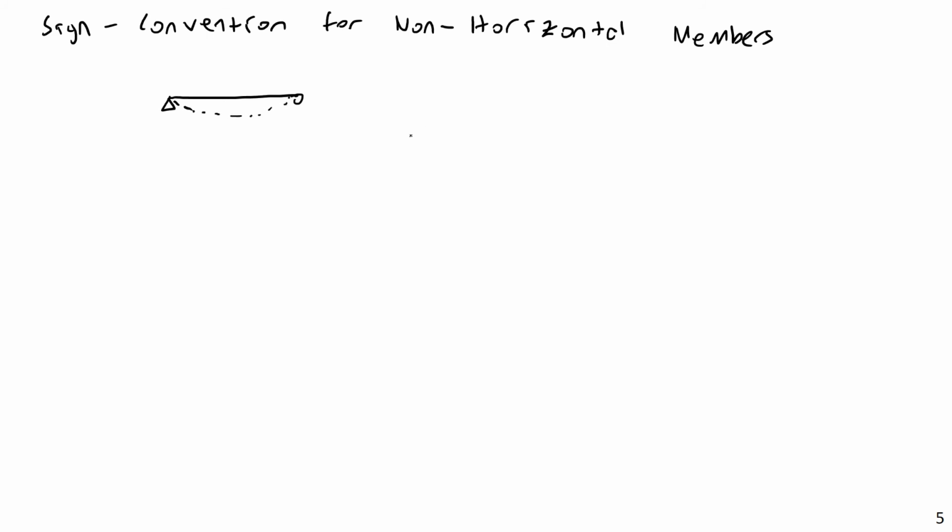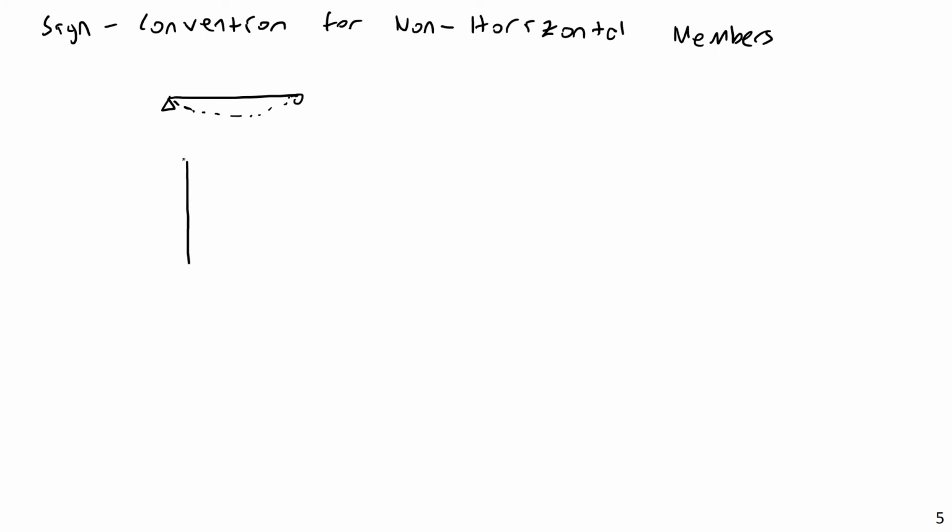This is a common question that also gets asked. So how do you figure out your sign convention, especially for something like bending, when you're dealing with non-horizontal members? For example, it's all well and good to say for a horizontal member, positive shear or positive moment is going to look like this. But what about if you're dealing with a column?